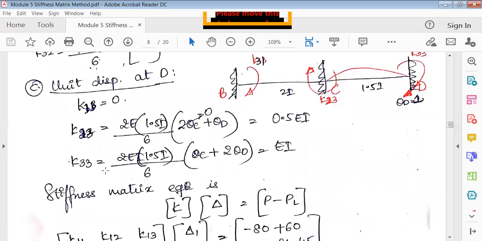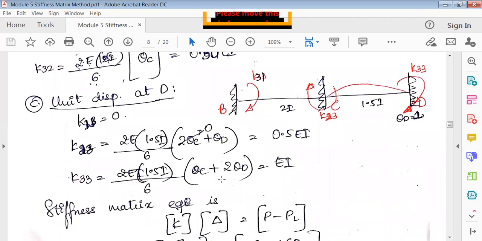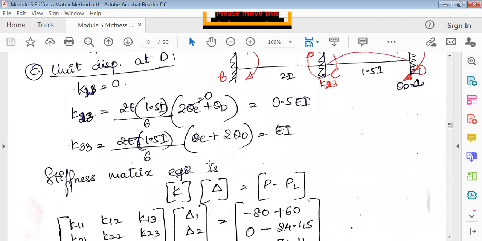Next, K33 is equal to the same thing. Again, 2EI by L, 2 times, again, first theta C, far end, near end is always multiplied with 2. It is 2 times theta D. So theta C is 0. So it is only 0.5. Okay. So add this. So it is 0.5. So when you add this, it is EI.